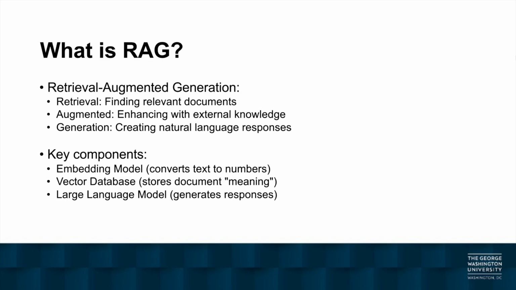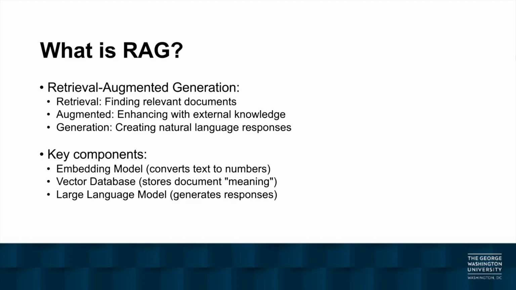So what is RAG? So we're going to go over some key concepts here. RAG, or retrieval augmented generation, combines three main elements. The first being retrieval, which is finding relevant documents from a database. Second, augmented, or augmentation. We are using those documents to enhance our system's knowledge. And then third, generation, which is creating a natural language response to a question.